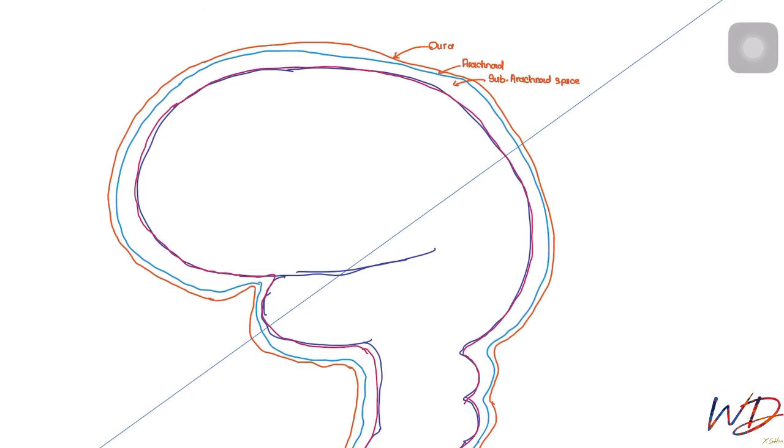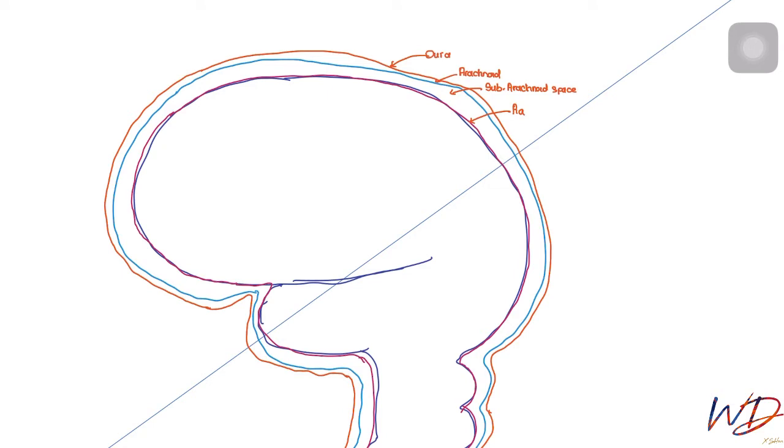This is the dura mater. This is the arachnoid matter. This is the subarachnoid space. And this is the pia mater. Now, this is a very important concept and you need to understand this. Which of these layers are affected in meningitis? It's going to be the pia mater and the arachnoid matter.